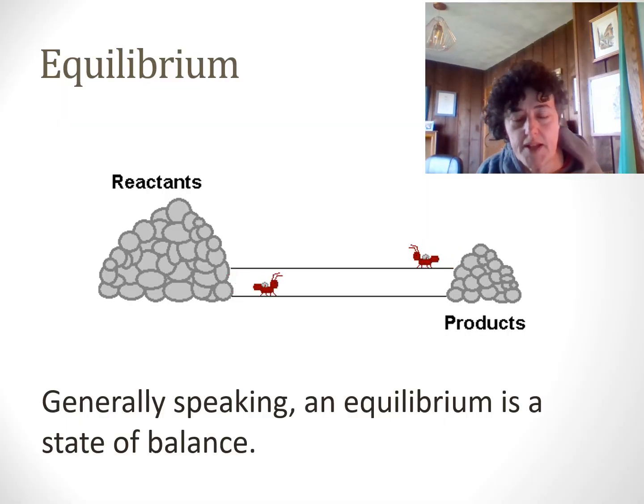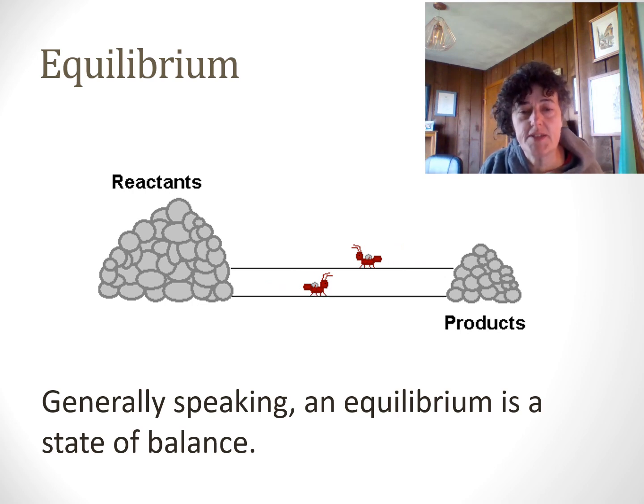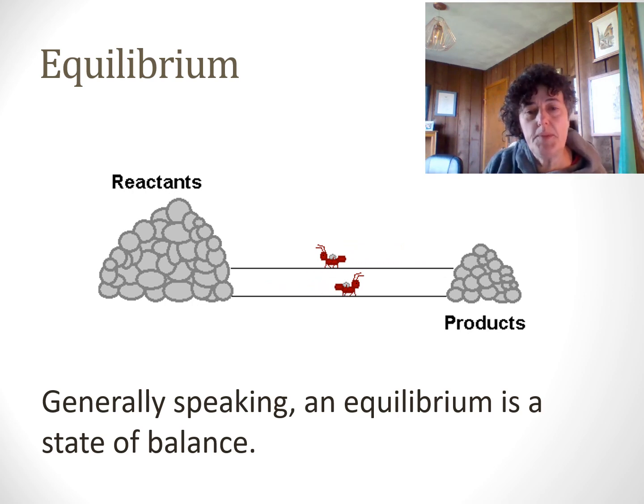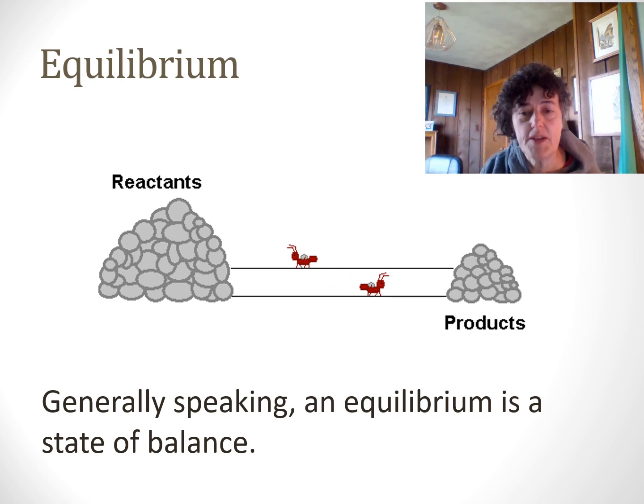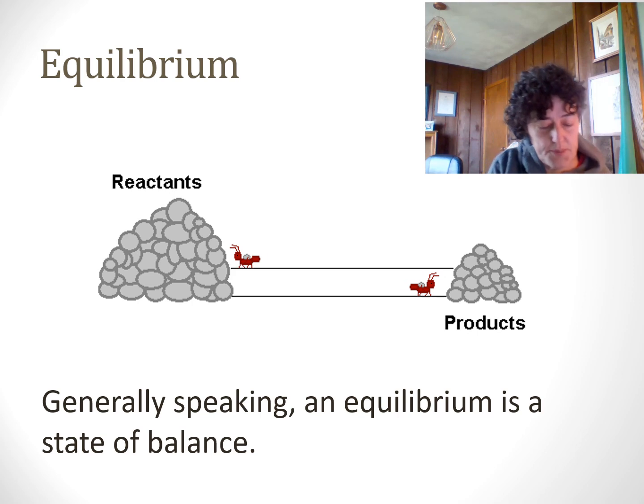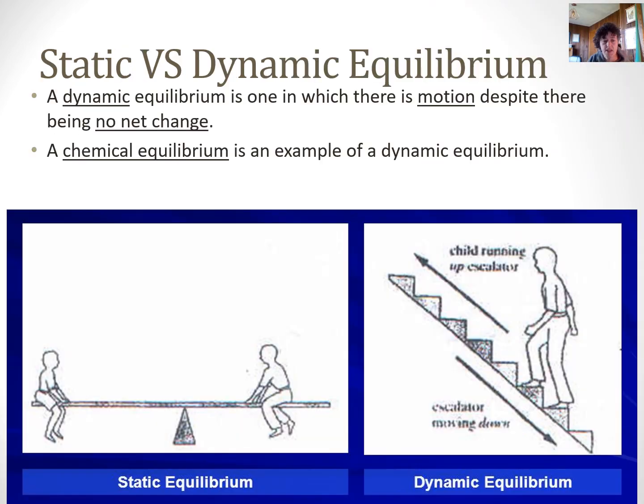So in general, in normal English, let's say, not in a chemistry class, by equilibrium we mean a state of balance. Now there are two main types of equilibrium that we can think about: static equilibrium and dynamic equilibrium. You're probably familiar with this concept in mechanics. On the left you see one of those toys that you can see on a playground. I think it's called teeter-totter or something like that.